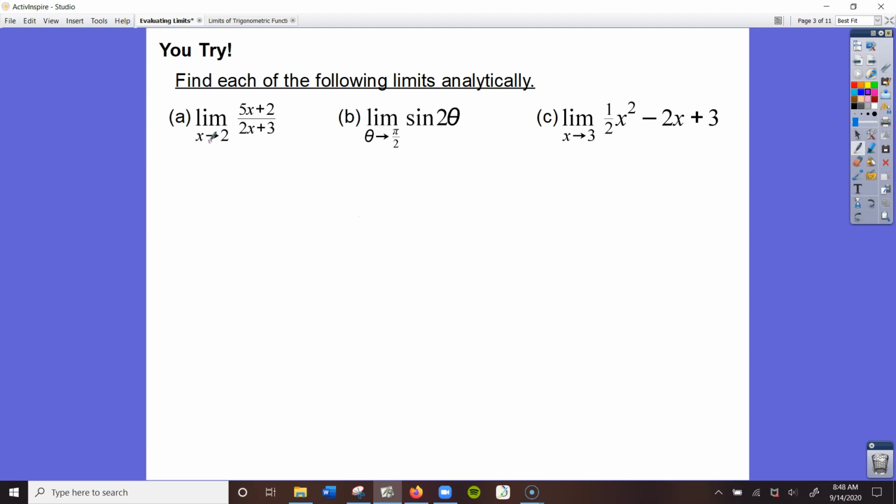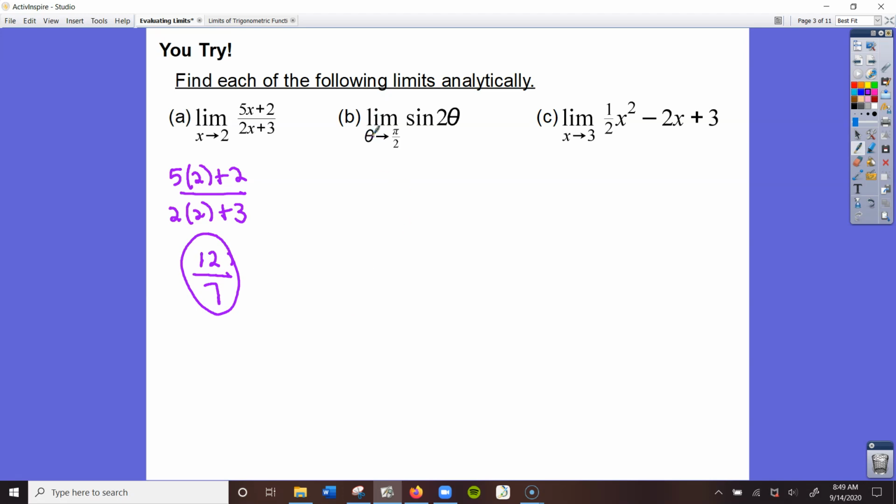So for the limit as x is approaching 2 of 5x plus 2 over 2x plus 3, we're just going to plug in that 2. So we get 5 times 2 plus 2 over 2 times 2 plus 3. 5 times 2 is 10, plus 2 is 12, over 2 times 2 is 4, plus 3 is 7. So we get 12 over 7.